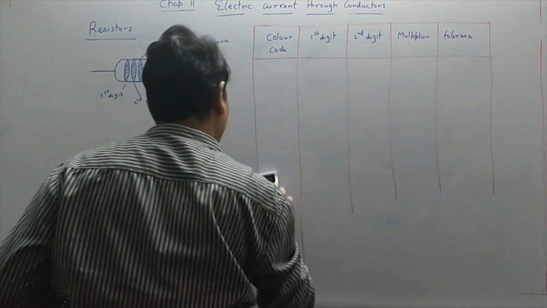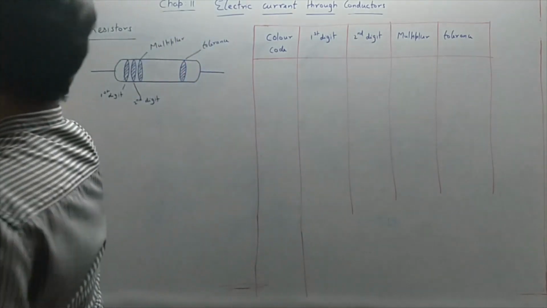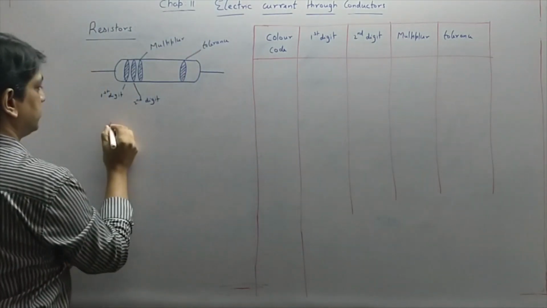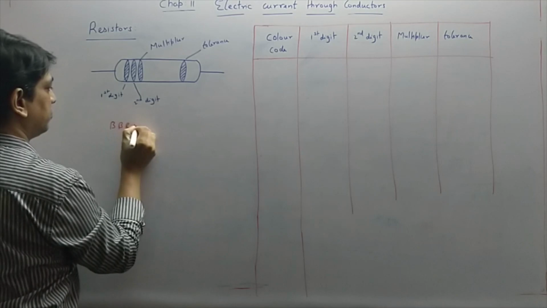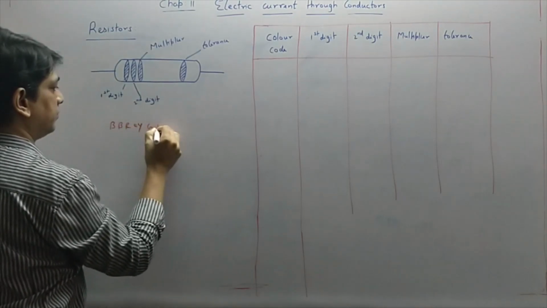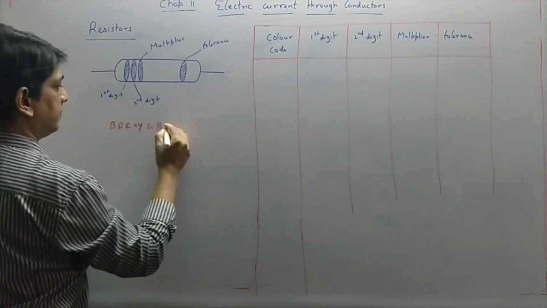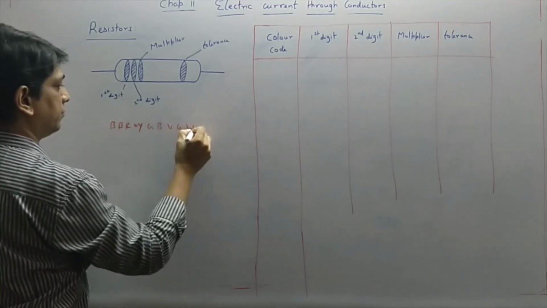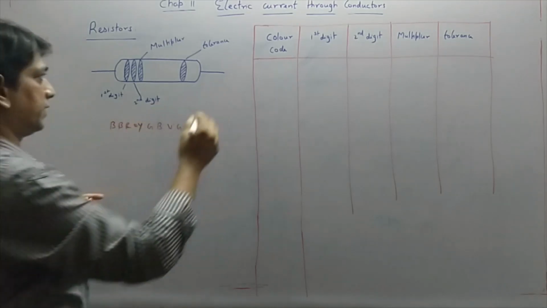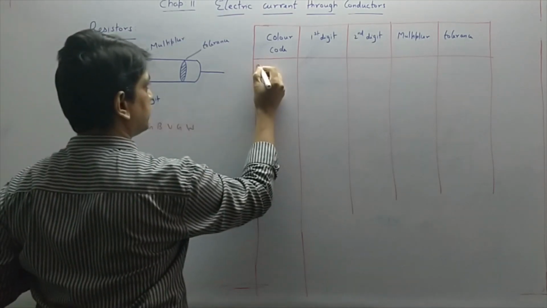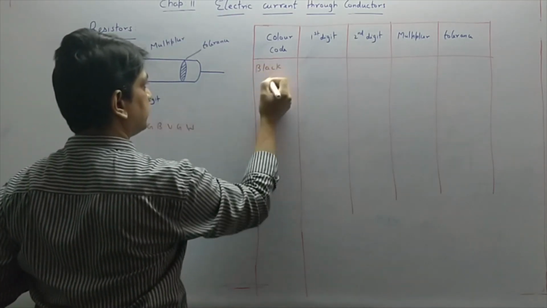So this is how we are going to remember. That is, here I am writing for you. B.B. Roy of Great Britain has very good wife. Okay. Same thing I am going to write again here. I am just writing for you. Little near.